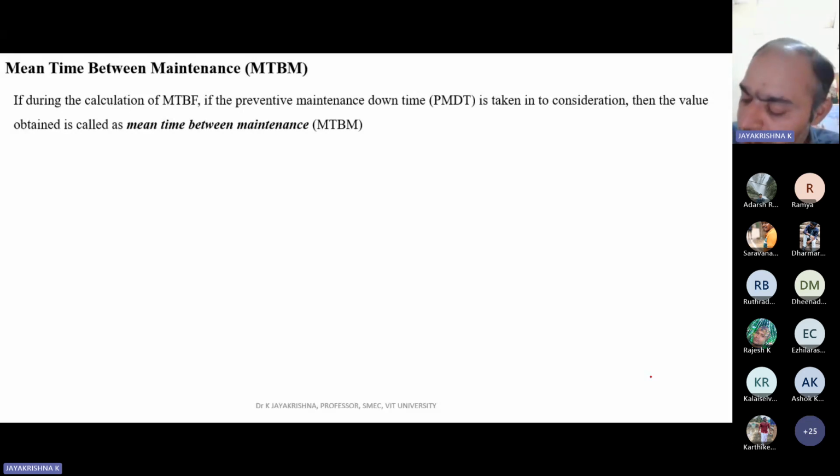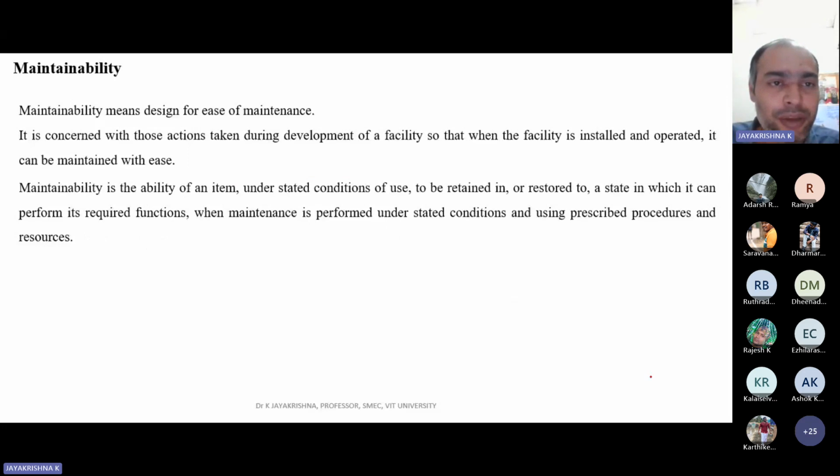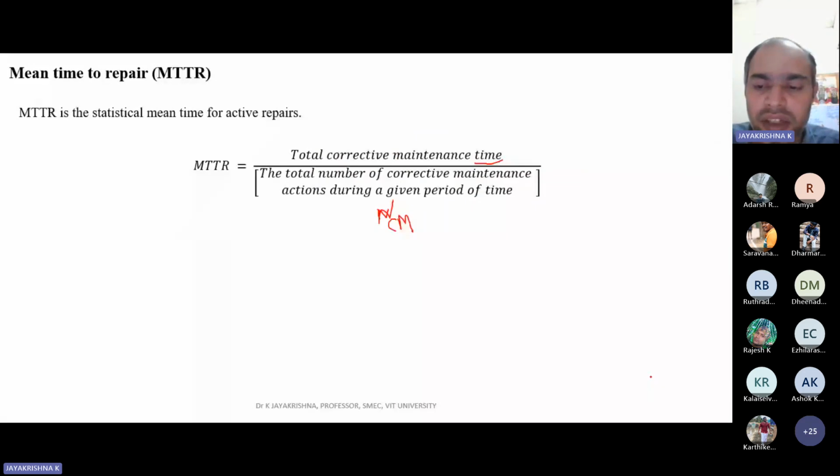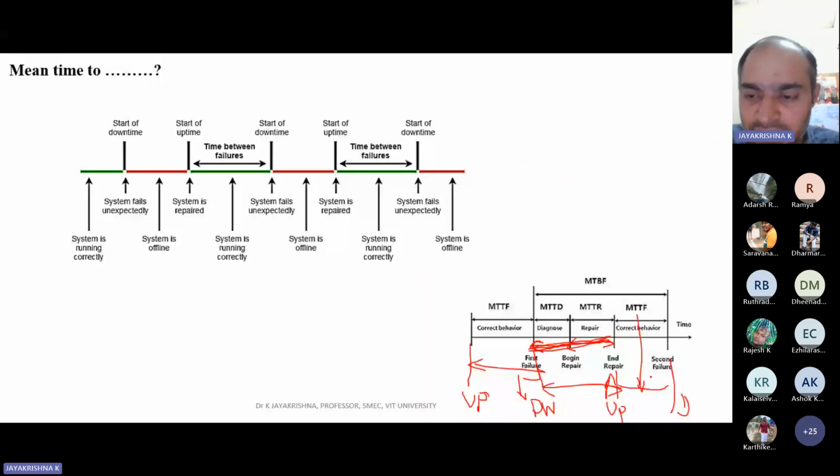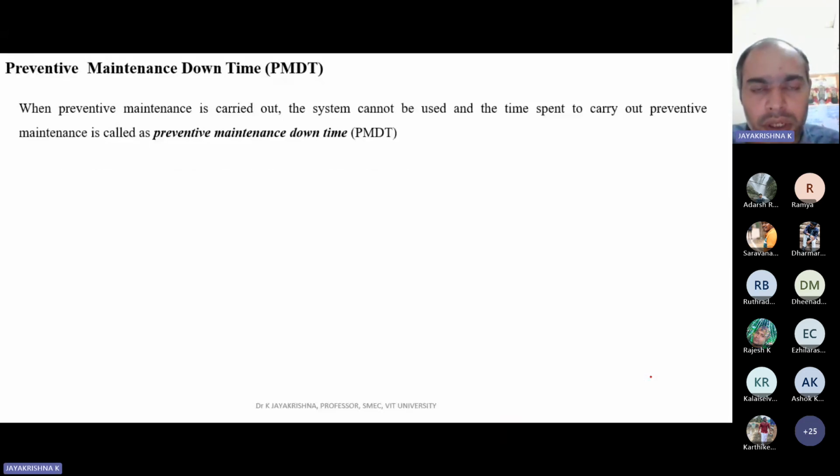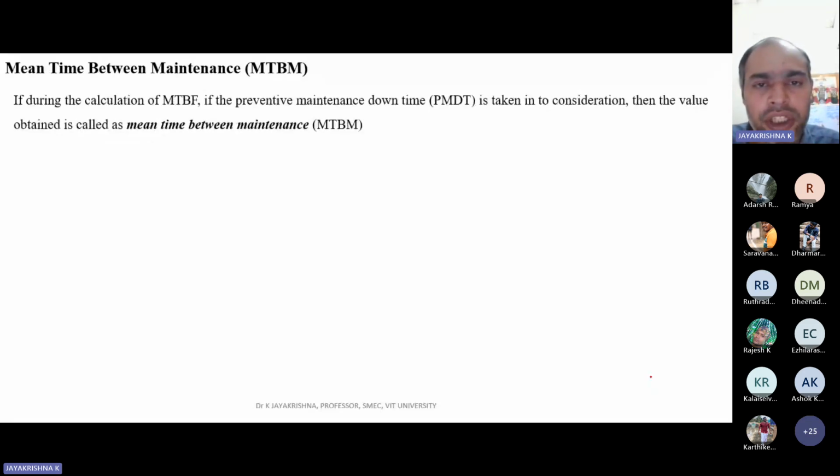Okay, mean time to diagnose, mean time to repair, and after repairing you do some maintenance. So this is also there. We started with MTTF, then MTBF, then MTTR, then we know what MTTD is, mean time to diagnose. Then PMDT we saw. Now we are looking into MTBM, mean time between maintenance.